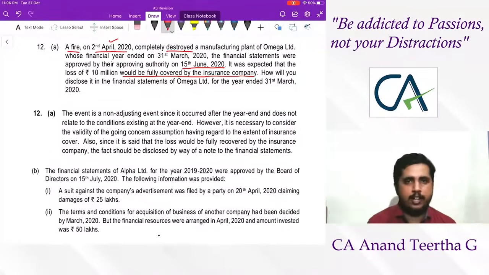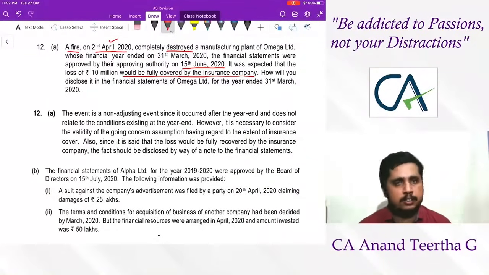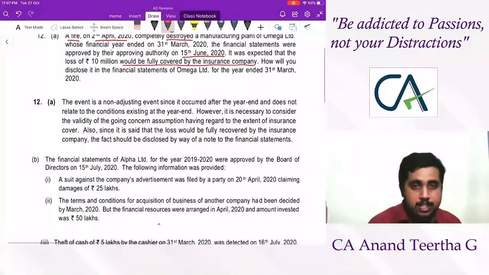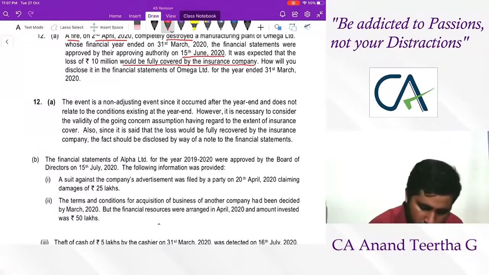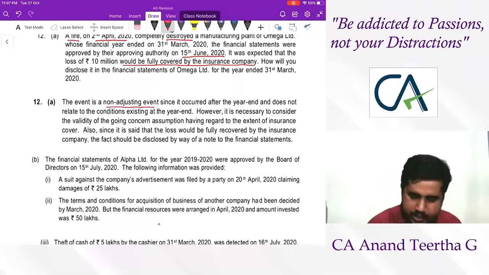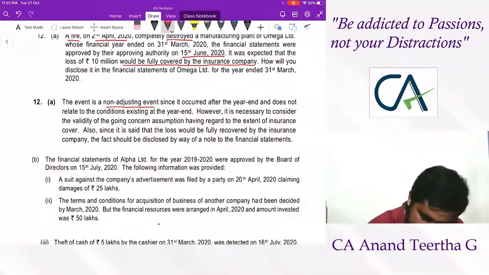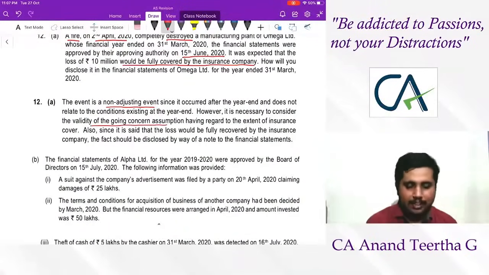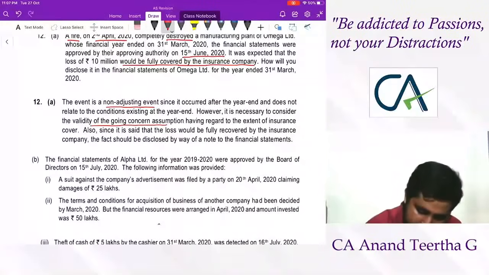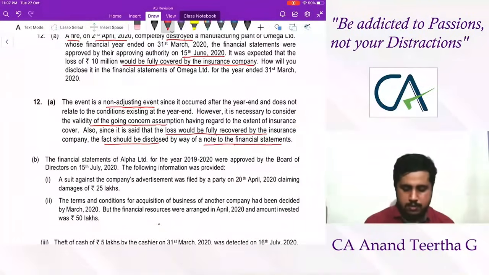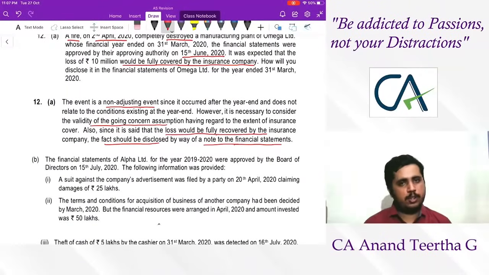Finally, since it is significant, a note is needed in the director's report, or a disclosure is needed in the director's report. So accordingly, if you now read the institute answer, let's see whether we can correlate it or not. The event is a non-adjusting event, we decided. However, it is necessary to consider the validity of going concern assumption having regard to the extent of insurance cover. Since it is said that loss would be fully recovered by the insurance company, the fact should be disclosed as a note to financial statements. So basically it should be given as a note. That is what we had discussed and that is what we got over here.